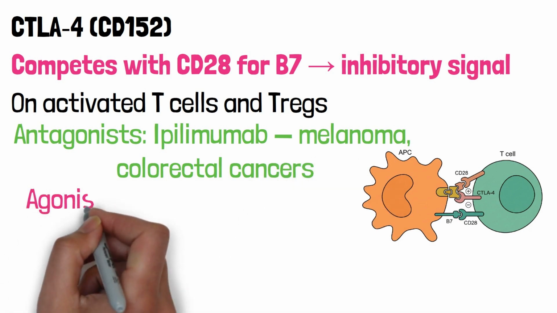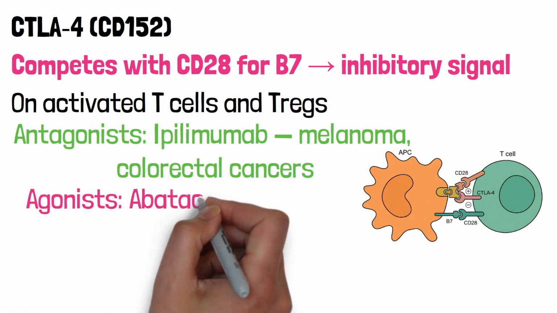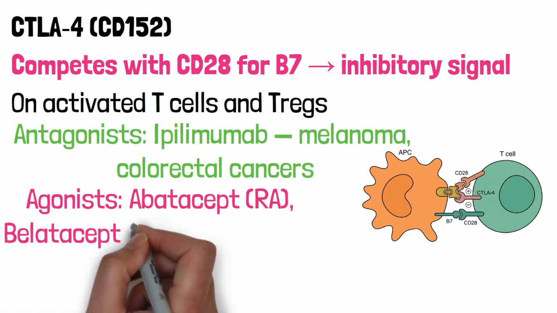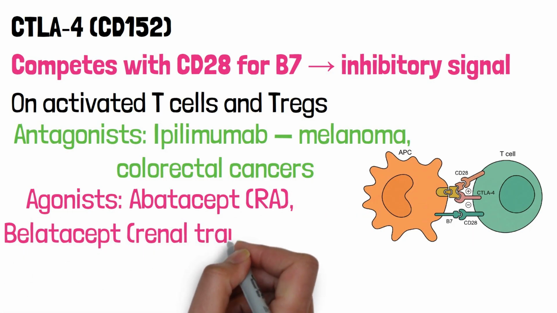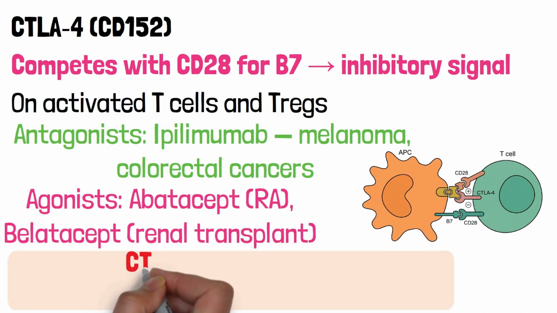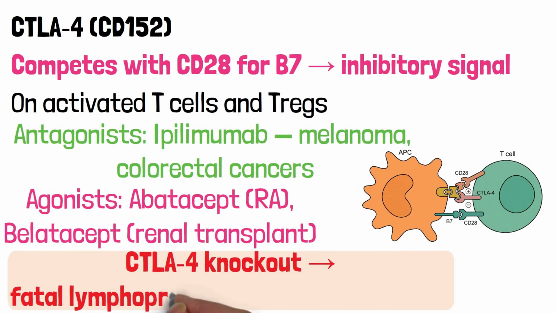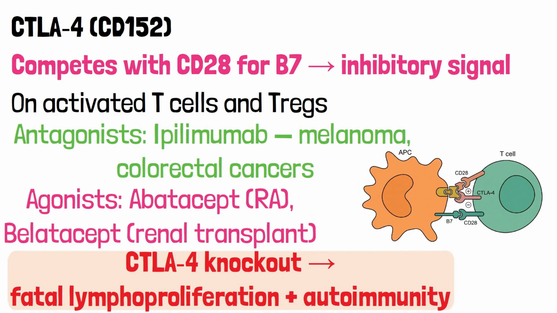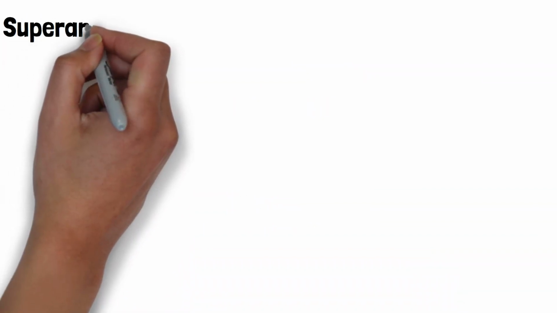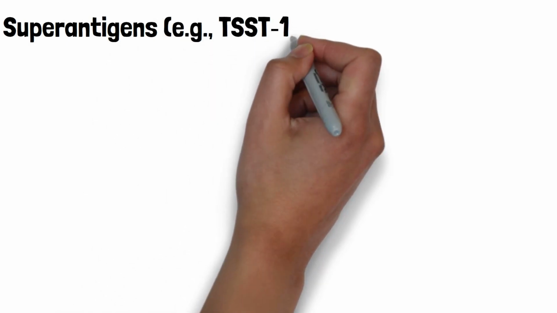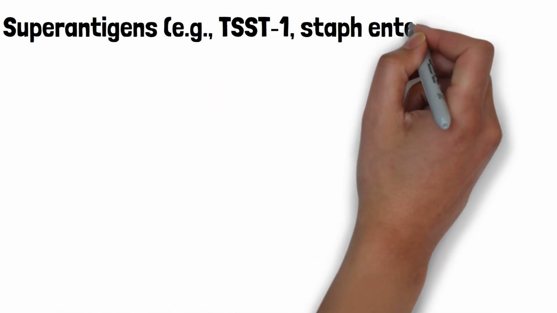Go the other direction and give a CTLA4 agonist like abatacept or belatacept, and you dampen T cell responses, which is useful in rheumatoid arthritis or to protect a transplanted kidney. And here's the pearl that shows how critical this brake really is: CTLA4 knockout mice don't just get mild autoimmunity, they develop fatal lymphoproliferation.